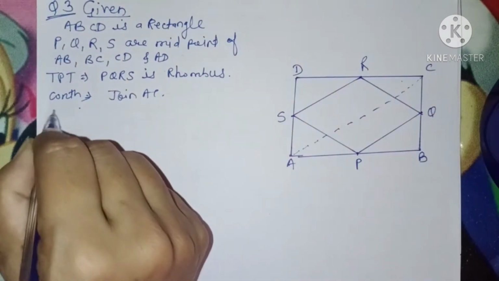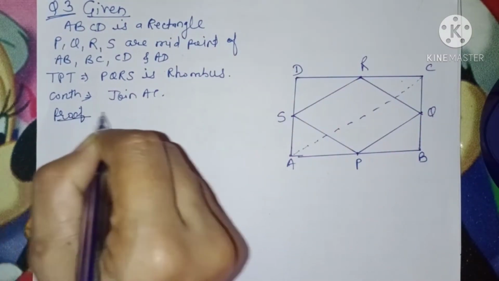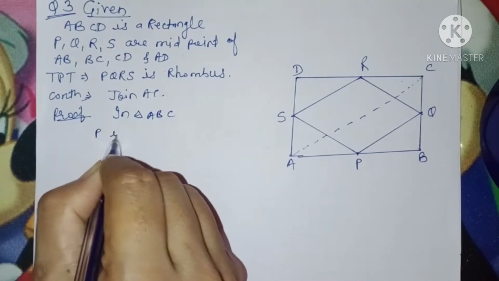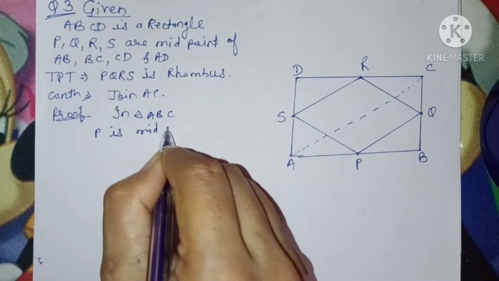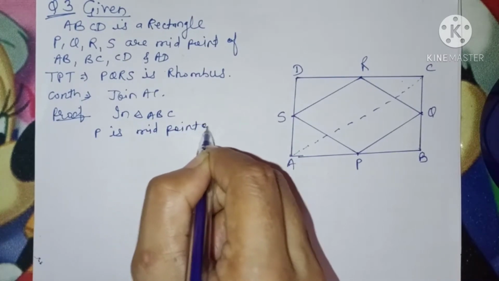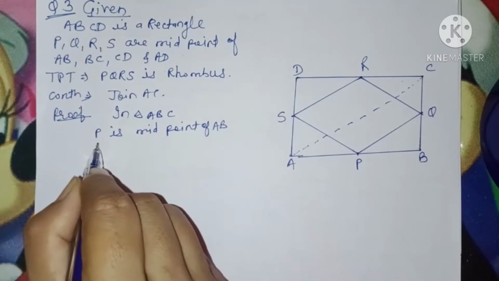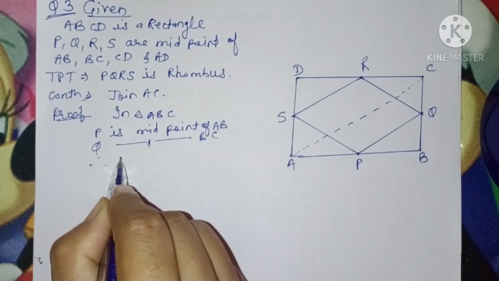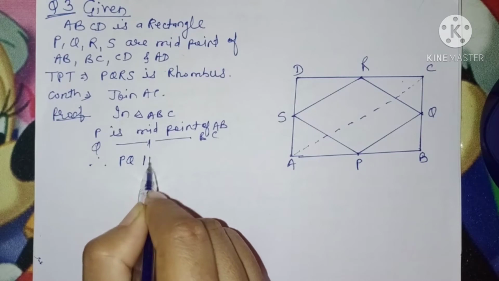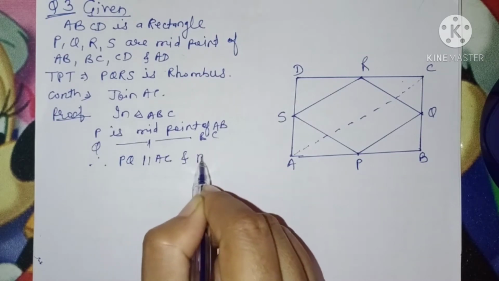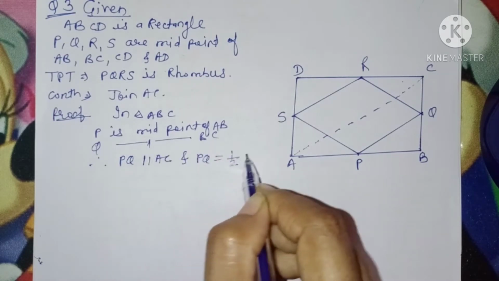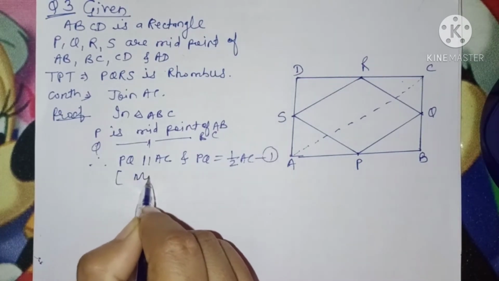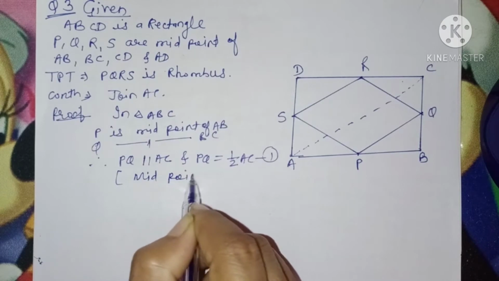So in triangle ABC, P is midpoint of AB and Q is midpoint of BC. Therefore, PQ is parallel to AC. Also, PQ is equal to half of AC. Give it number 1 and write the reason by midpoint theorem.